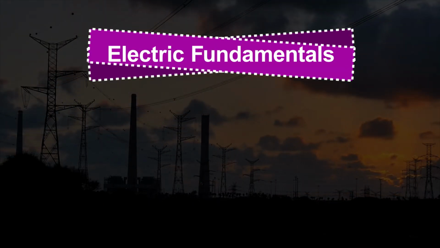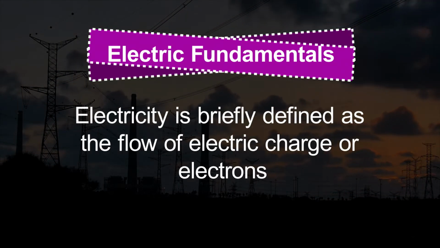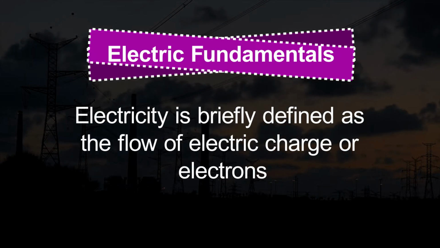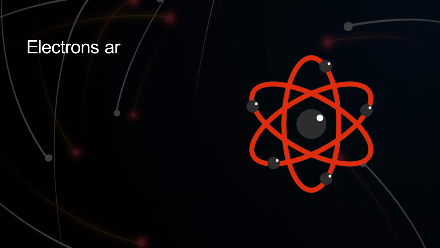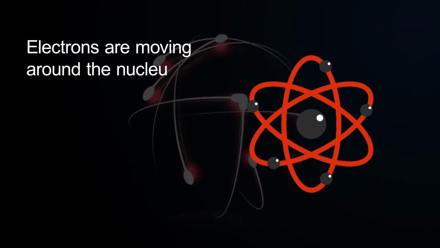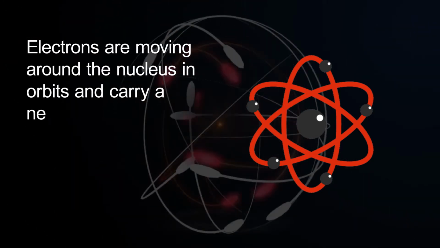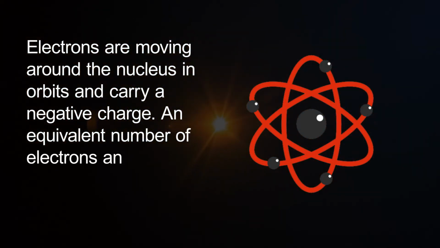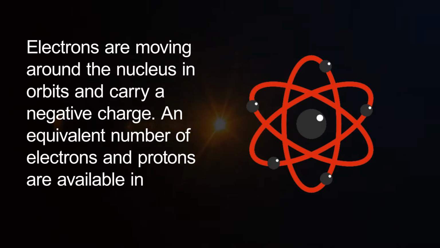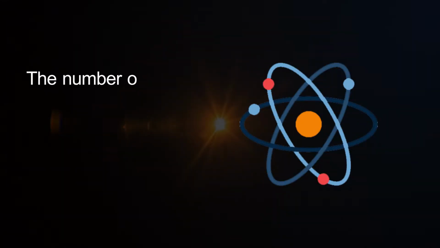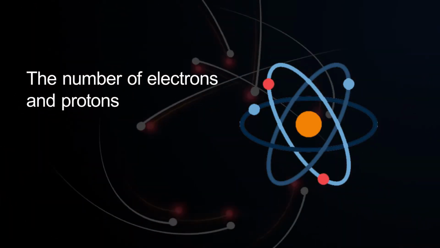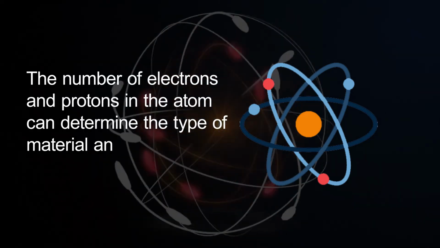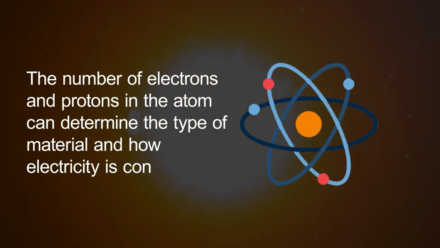Electric fundamentals. Electricity is briefly defined as the flow of electric charge or electrons. Electrons are moving around the nucleus in orbits and carry a negative charge. An equivalent number of electrons and protons are available in each atom. The number of electrons and protons in the atom can determine the type of material and how electricity is conducted.